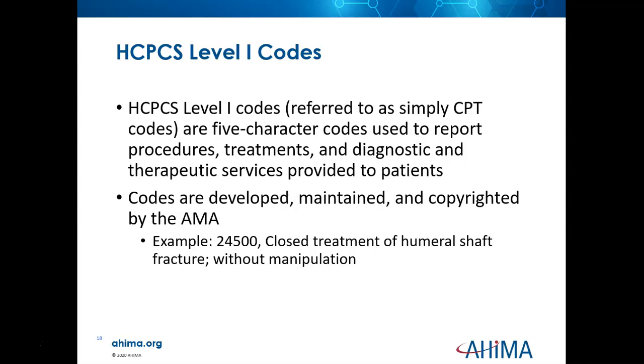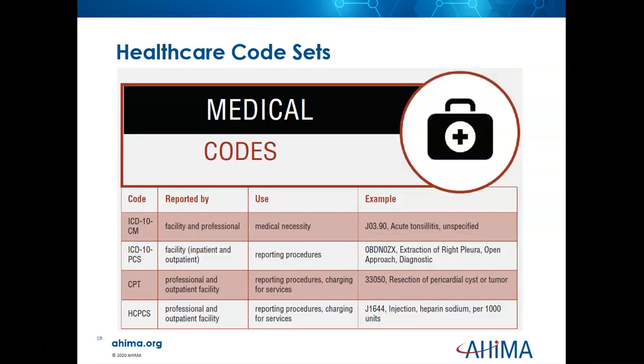So here's an example on the slide of a particular procedure. 24500, closed treatment of a humeral shaft fracture without manipulation. So that's basically taking care of a broken arm. The humerus is the bone in the upper portion of the arm.